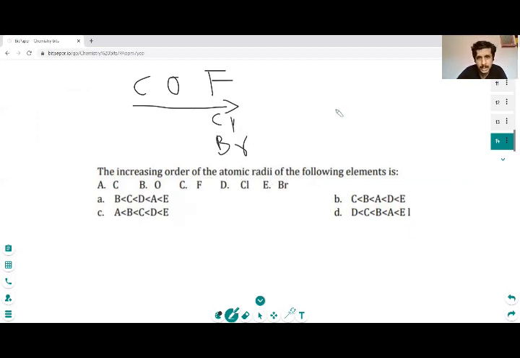We know for sure bromine has the highest atomic radius, because down the group atomic radius increases, and along the period atomic radius decreases. This way decreases, this way increases. So bromine has the highest atomic radius. So we can see three options, and all the options have bromine as the highest. The lowest is fluorine, so we have to look for fluorine. Directly we can get the answer.